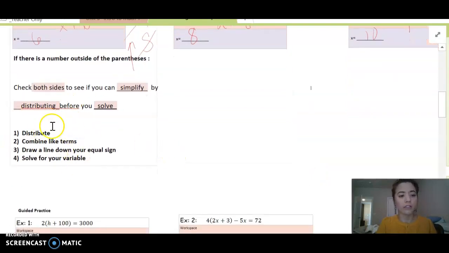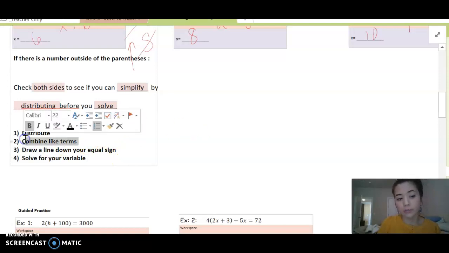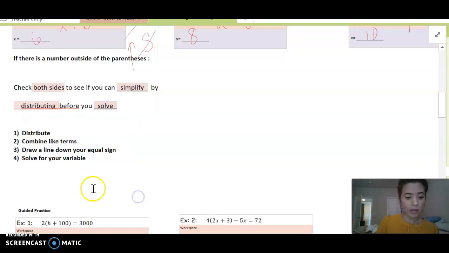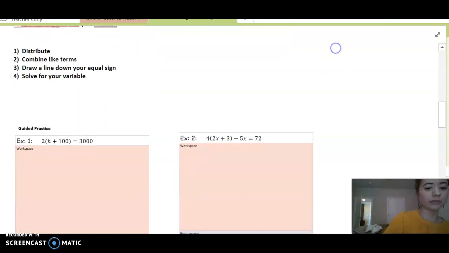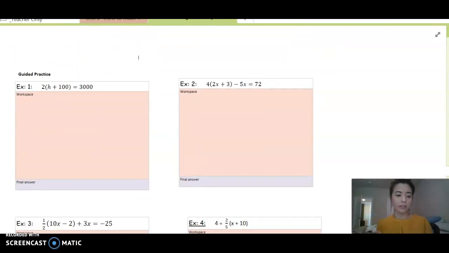Now, I have some steps here that we're going to use to help us work through these problems. So we're first going to distribute, then we will combine like terms, then we will draw the line down our equal sign, and then we will solve for our variable. In some cases, you might not have to combine like terms. In some cases, you will. And I have two examples of that right here. The first one, we won't have to combine like terms. We're just distributing and then solving. And then for the second, we do have to combine and then solve. All right, so I'm going to do these first two.